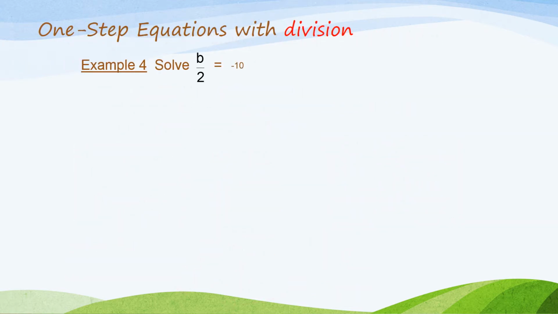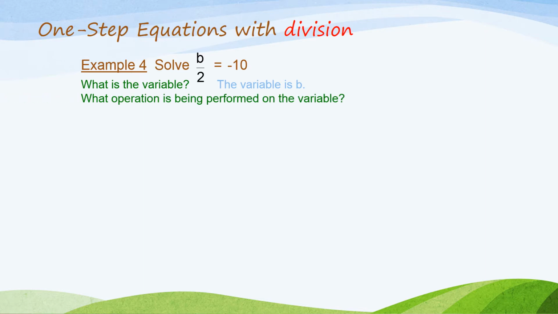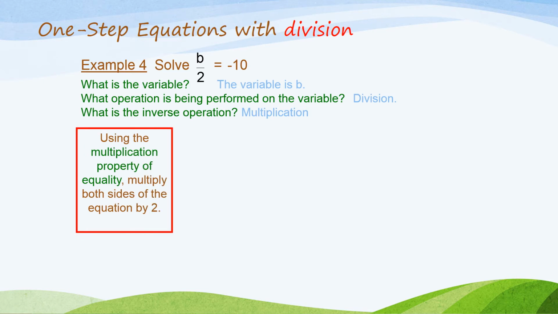Now lastly, the last example is equations with division. I'm going to solve b divided by 2 equals negative 10. I ask myself, what is the variable? The variable is b. What operation is being performed on the variable? I see that it is being divided. And what is the inverse operation of division? It is multiplication.